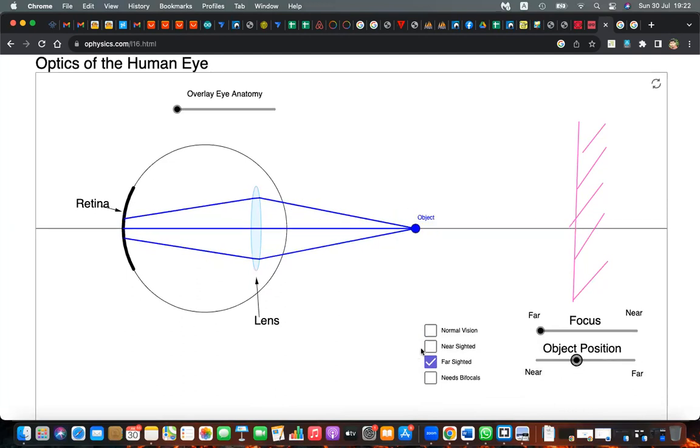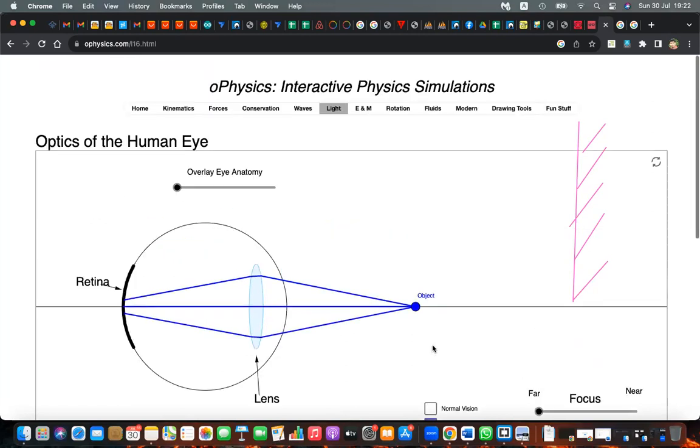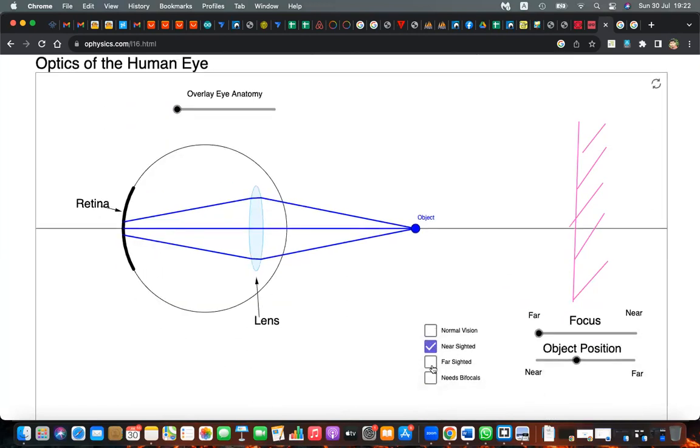If you need to correct, this is nearsighted, and we know how to correct that.